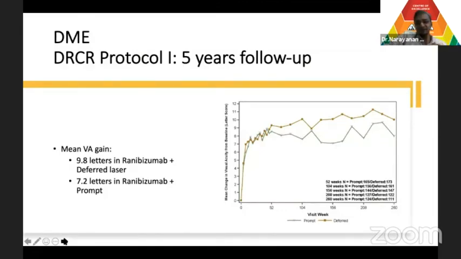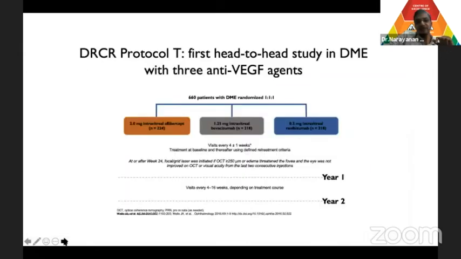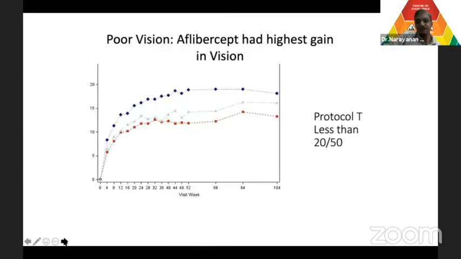What about DME? If you have DME, you should also know what to tell the patient other than that many injections have to be given. Unfortunately, most people say only 3 loading doses, as if DME will be over in 3 months. No. In patients who receive injections in DME, even at 5 years, the average letter count gain was 7 to 10 letters. What did it show when you have different types of injections, whether it's bevacizumab, ranibizumab, or aflibercept?